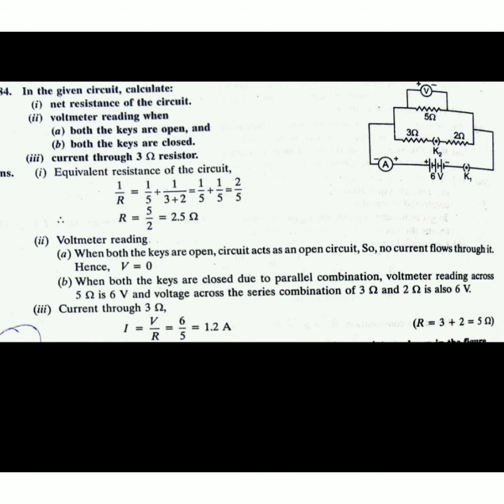Second question is voltmeter reading you have to calculate. Voltmeter reading when keys are open. What does it mean? Circuit is open, no current will flow when keys are open. When keys are closed, you know that total potential is given. So both the resistors, 5 ohm and the combination of 3 and 2 ohm, will show the 6 volt reading in the voltmeter, because voltmeter is connected in parallel.